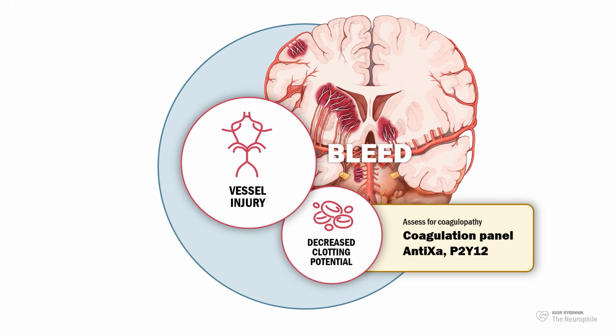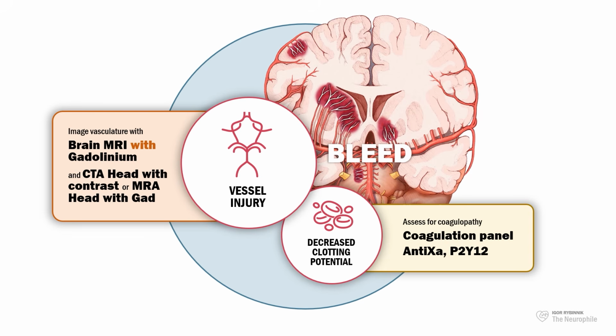Sometimes we need to order additional tests. For example, in patients taking factor Xa inhibitors, we'll check the anti-10A level. In patients on antiplatelet agents like clopidogrel or ticagrelor, we will check the level of P2Y12 platelet receptor inhibition.